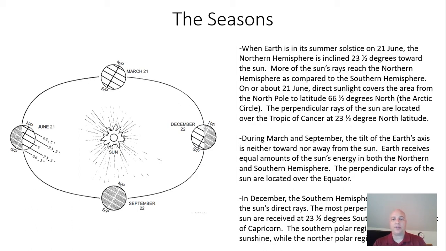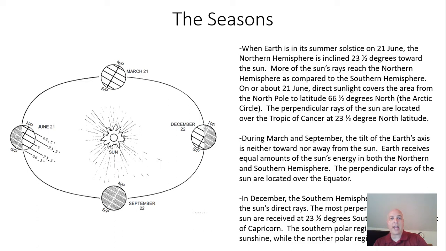Then we move along to December, around the 22nd. The southern hemisphere is now tilted or positioned towards the sun. So southern hemisphere cities are going to receive more of the sun's direct rays. And the most perpendicular rays overall of the sun are now received at 23.5 degrees south latitude, or the Tropic of Capricorn. And the southern polar region is in 24 hours of sunlight on December 21st, while the northern polar region is in darkness for 24 hours.